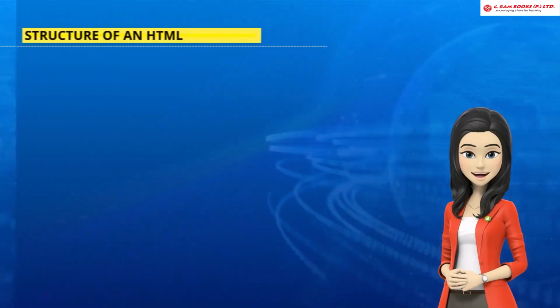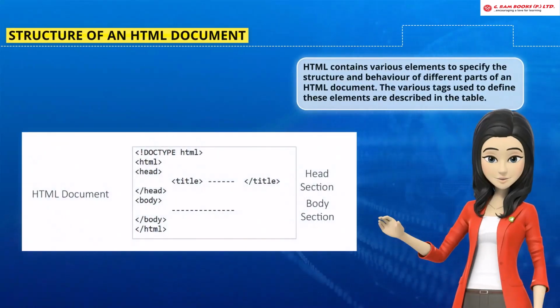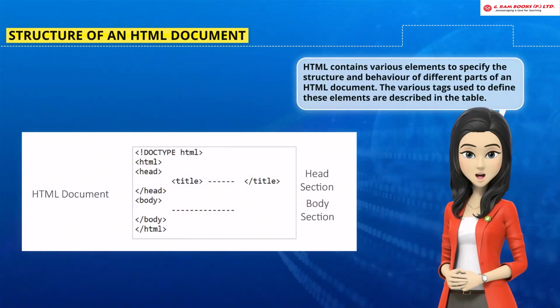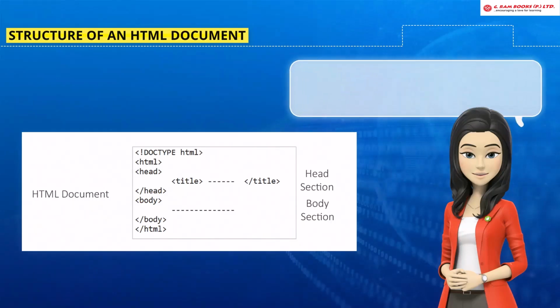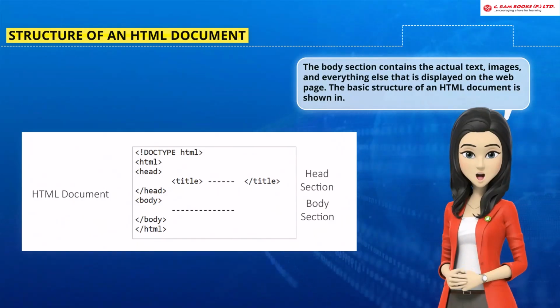Structure of an HTML document. An HTML document contains two basic sections, the head and the body. The head section contains information about the document, such as the title. The body section contains the actual text, images, and everything else that is displayed on the web page.